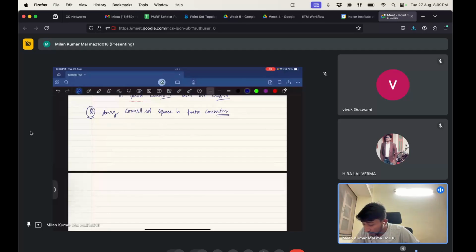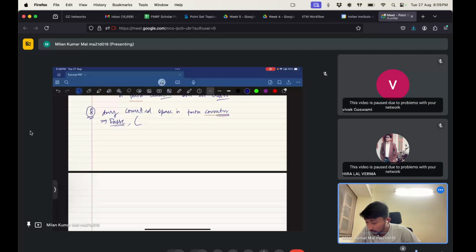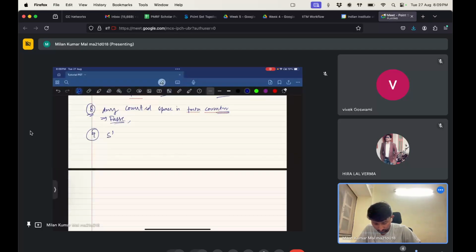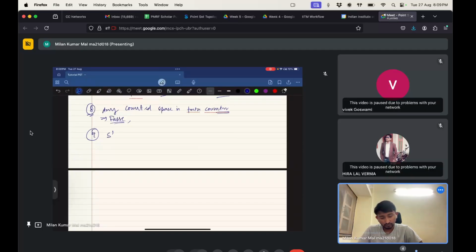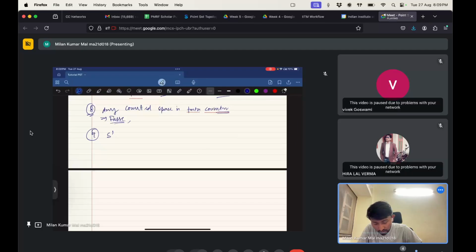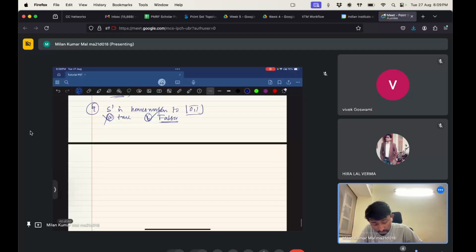Okay, 9. I will not even copy the question from here. What 9 says is that S1, the unit circle, is homeomorphic to the closed interval [0, 1]. Option A, true. Option B, false. The answer is false. It can't be true. Why? S1 is basically all those (x, y) belonging to R squared such that x squared plus y squared is equal to 1.